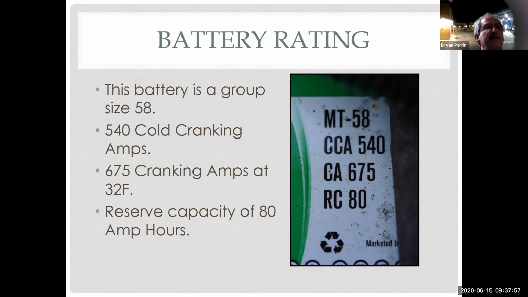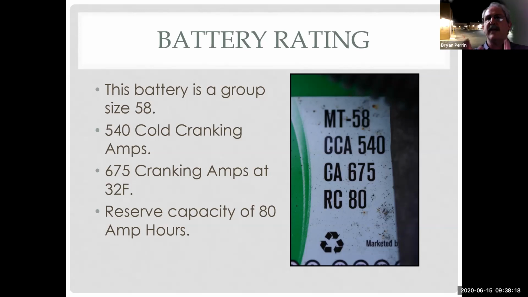Today, many battery manufacturers give you both ratings. And here we can see I have an RC, or reserve capacity, of 80 amp hours. The MT in this case stands for Megatron. That's the brand, sales recognition of the battery. The 58 is for the group size.